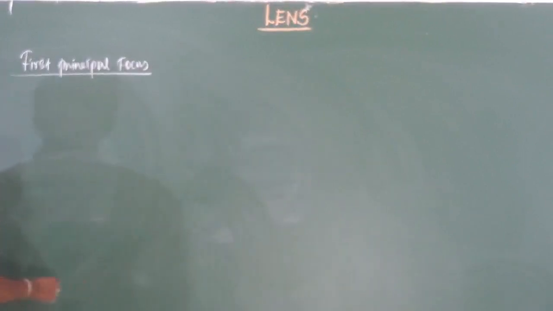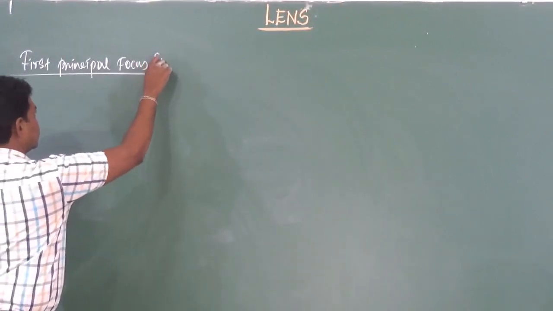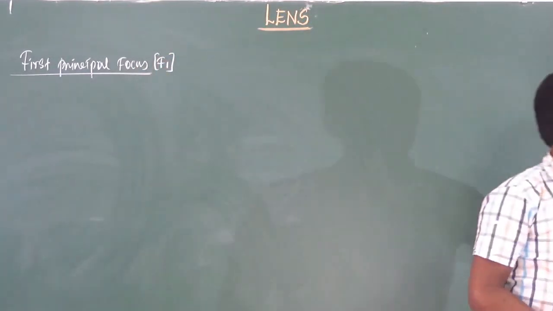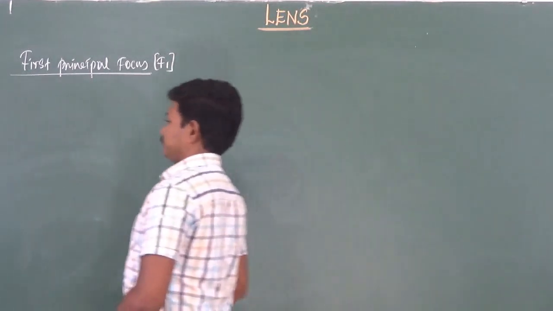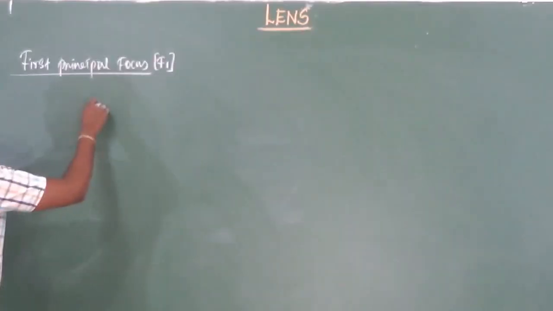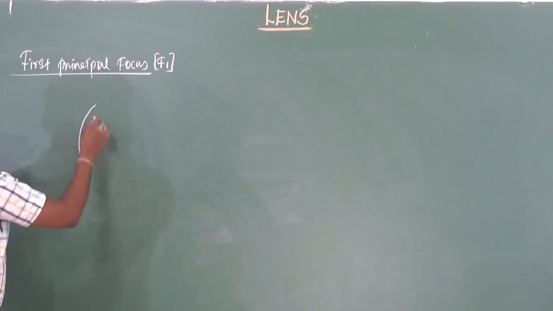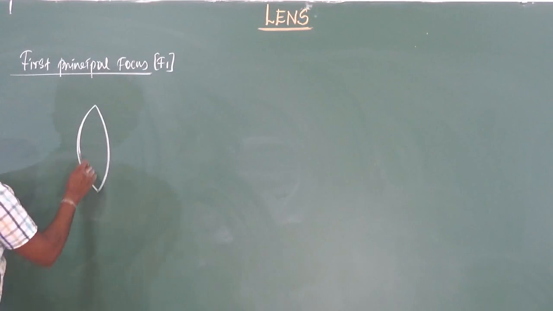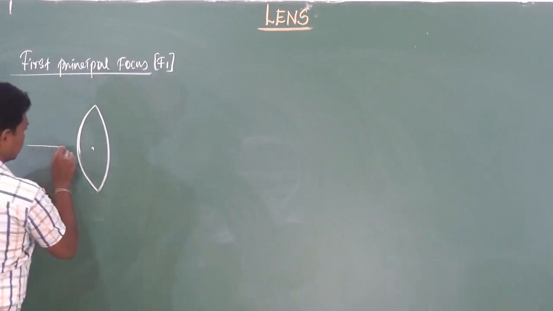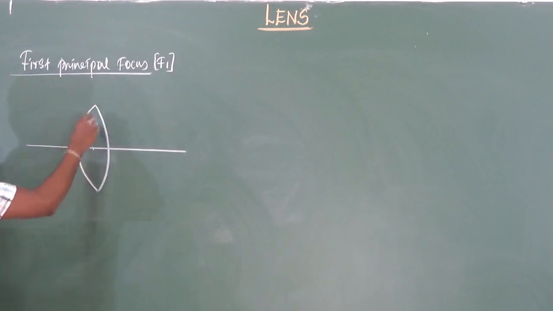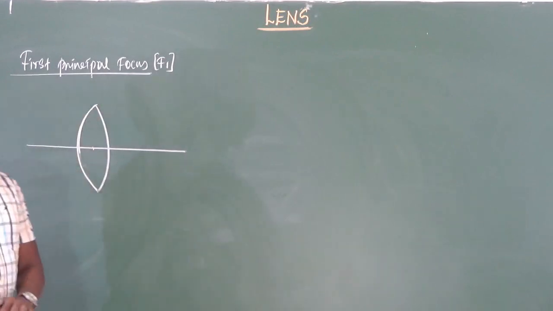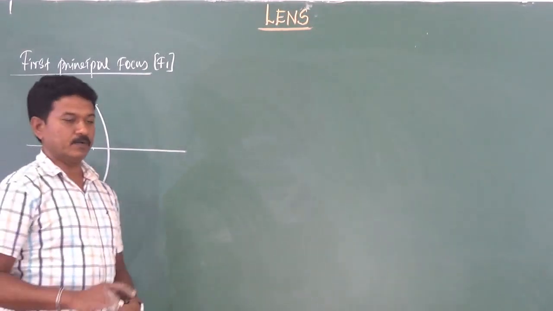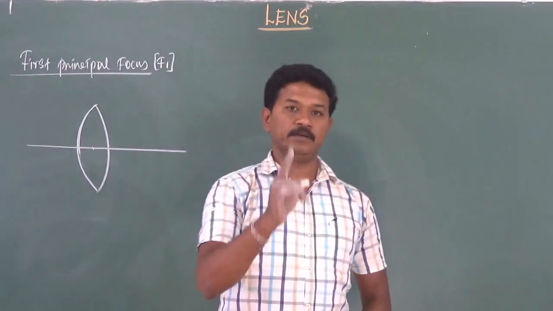First principal focus is represented by f1, right? Now, consider a convex lens here. This is the optic center. This is the principal axis, right? So this is a convex lens. Now, how to identify the first principal focus? That's very important. How to identify f1, the first principal focus? Very simple.